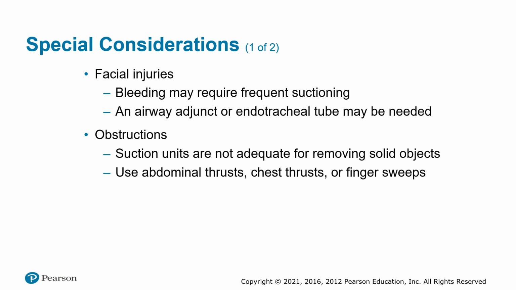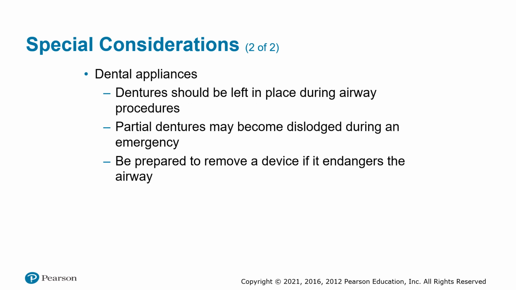Special considerations. Facial injuries and bleeding may require frequent suctioning. An adjunct or endotracheal tube may be needed. Obstructions: suction units are not adequate for removing solid objects. You want to use abdominal thrusts and chest thrusts or finger sweeps. Again, we're not going to do any kind of blind finger sweep. If we can see it, we can do a sweep. Otherwise, we're not going to do a blind finger sweep.